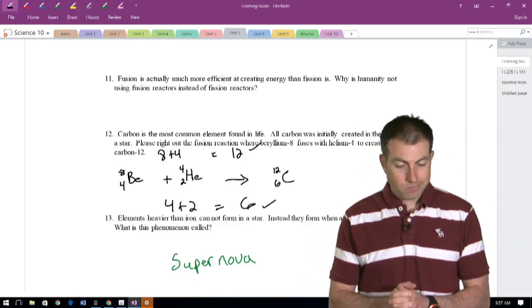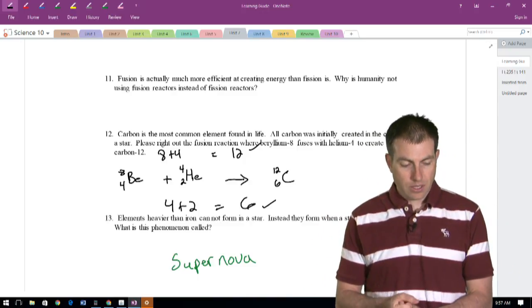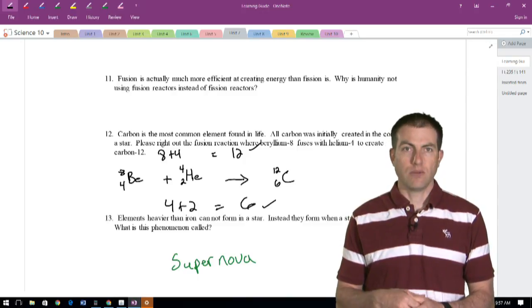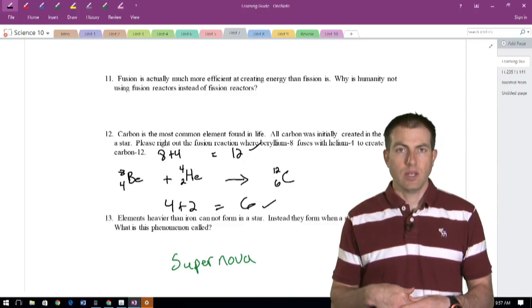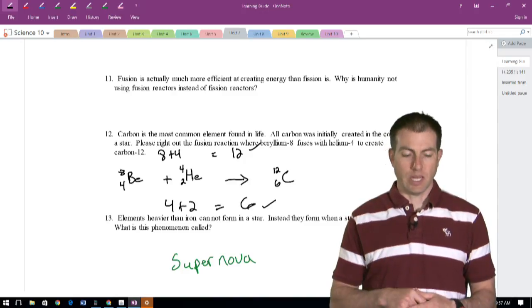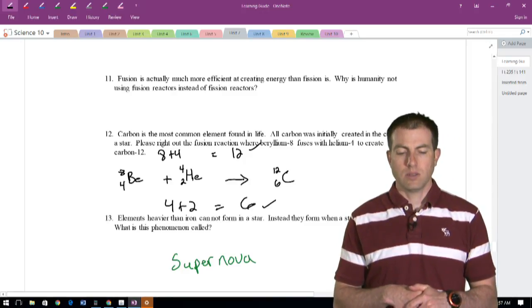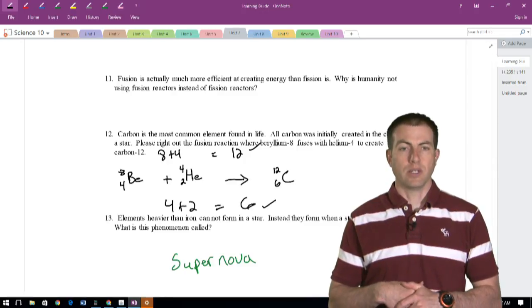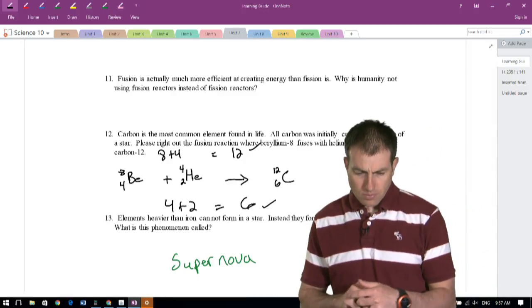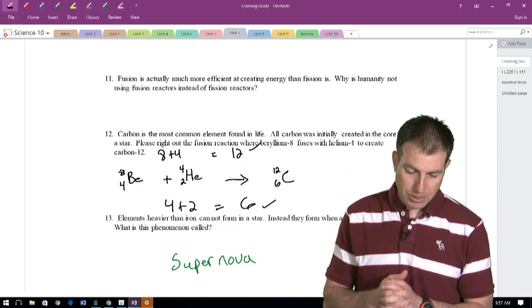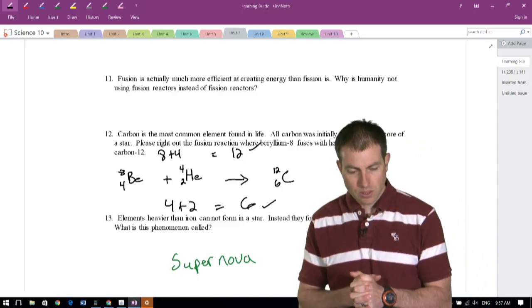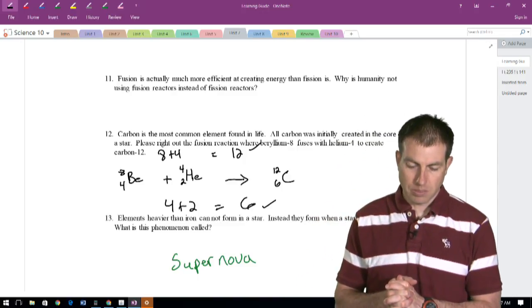And this is obviously an important fusion process that happens in stars because we are made of carbon. Without this exact reaction occurring, we wouldn't be here, which wouldn't be good because I like being here. So there you go. Some stars are big enough to fuse beryllium with helium.